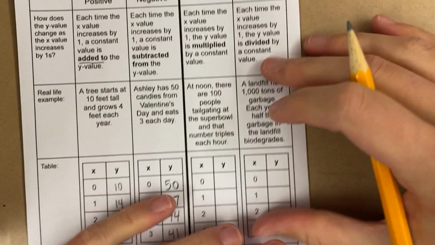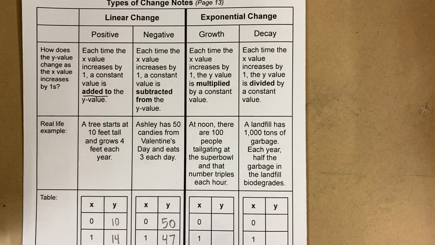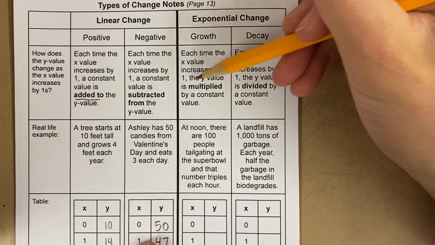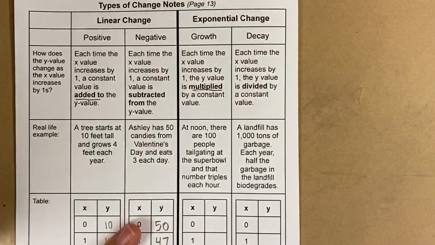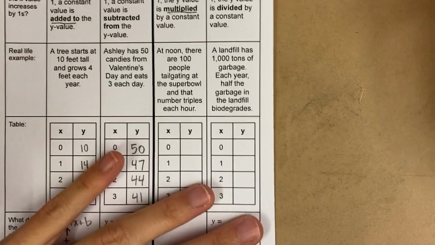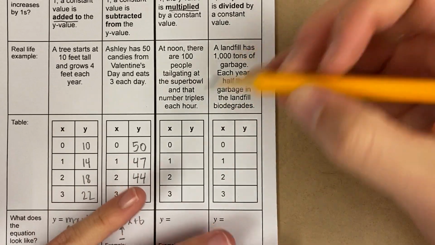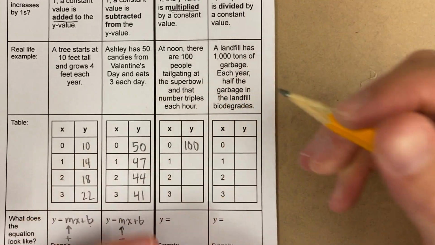Okay, now exponential change, this is new. So there's exponential growth and there's exponential decay. Okay, so growth is every time the x value increases by 1, the y value is multiplied by a constant value, okay? So, for example, at noon, there are 100 people tailgating at the Super Bowl, right? So there's a bunch of people, they get there really early, and so at noon there's 100 people there.